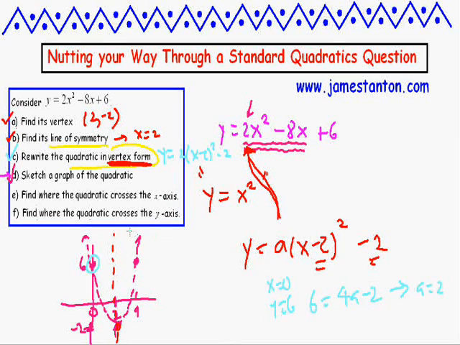Okay, where does the quadratic cross the x-axis? That seems hard. Find where the quadratic crosses the y-axis. Oh, it's right there, y equals 6. Done. All right, I guess I have to do a little bit of work for E.